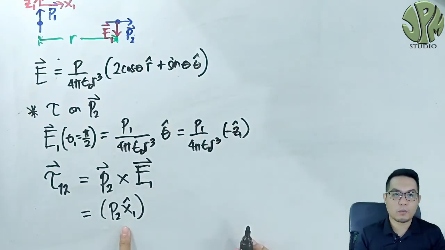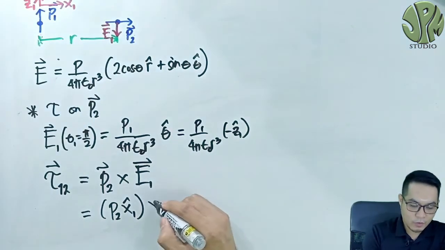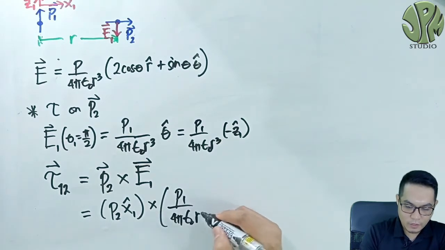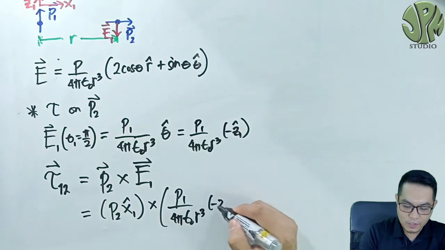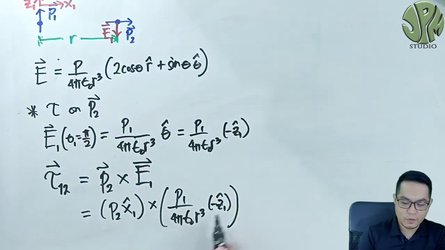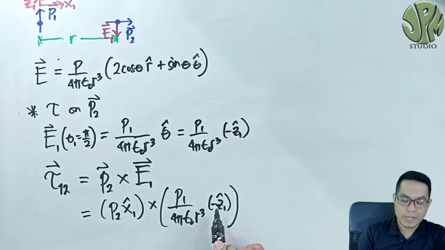So this is the dipole moment vector. With respect to the axis that we defined here, it's in the x1 direction. You cross it with E1, which is just this one, P1 over 4 pi epsilon naught r cubed negative z1 hat. So you will have x1 cross negative z1. So x cross z will actually give you negative y hat, negative y1, but there's a negative sign here, so that will actually give you positive y hat.